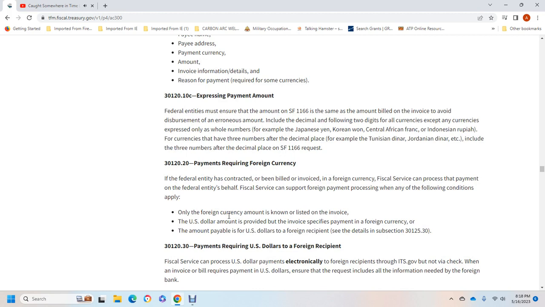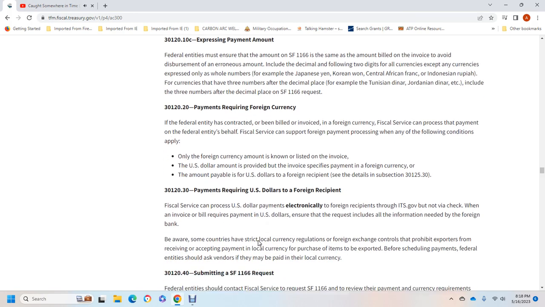3120, payments requiring foreign currency. The federal entity or contractor has been billed and invoiced for the foreign currency. The officials will process the payment on behalf of the federal entity for foreign payment processing where any of the following conditions apply: only the foreign currency amount was listed on the invoice, or no U.S. dollar amount was provided with the invoice, specifying payment of foreign currency.